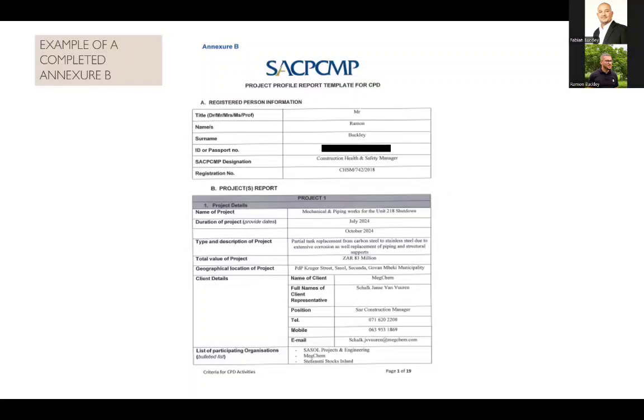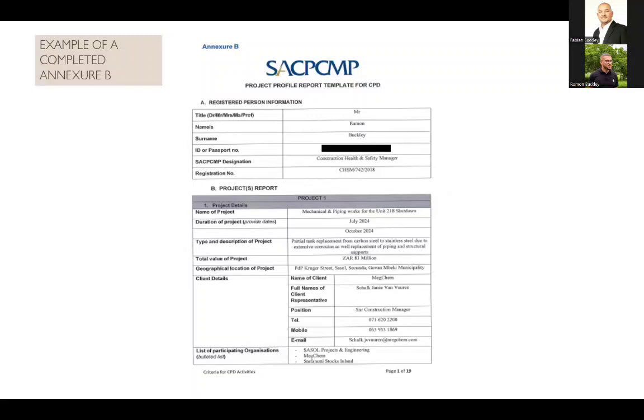Type and description of project, for example, partial tank replacement from carbon steel to stainless steel due to extensive corrosion, as well as the replacement of piping and structural supports. So that's the type and description of the project. The total value was 83 million rand for that particular project. Then the geographical location will be exactly where it is, PDP Kruger Street, Cecil, Sekunda, Gowan, and Becky Municipality. Clients, our client was Mekem. That's the representative's information, contact number, cell number, and email address.